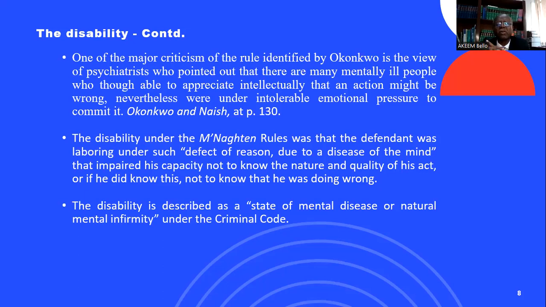Now, the disability under the McNaughton rule was that the defendant was laboring under such defect of reason due to a disease of the mind that impaired his capacity not to know the nature and the quality of his act, or if he did know this, not to know that he was doing wrong. Now, the disability is described as a state of mental disease or natural mental infirmity under the criminal code. We have seen this earlier. Under section 28 of the criminal code, the disability is described as a state of mental disease or natural mental infirmity.